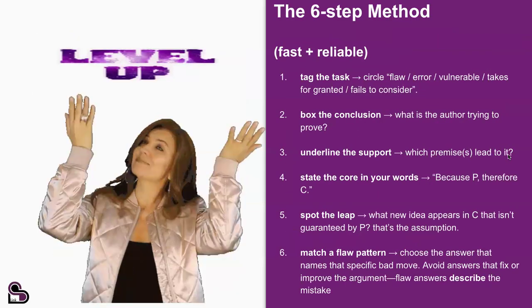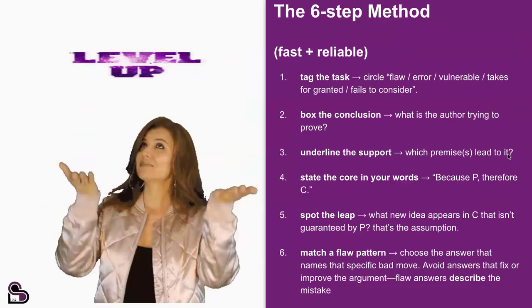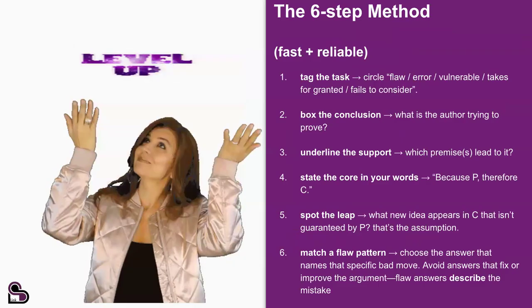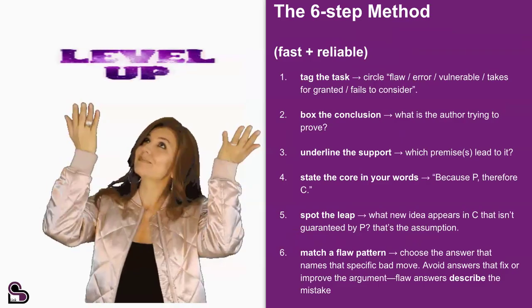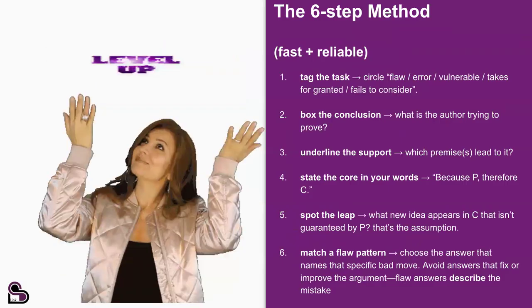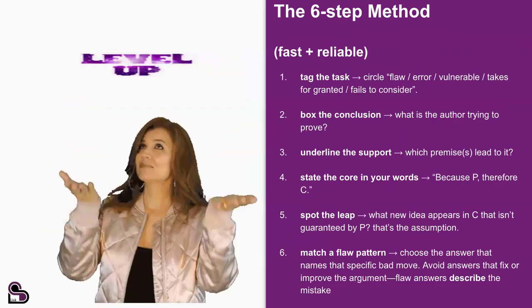Okay, so let's level it up. Let's push it up just one more. And again, we're going to go with 6 steps. I like steps. I like you knowing how to follow this after that. So fast and reliable. So first thing, you're going to tag the task. So circle the flaw or the error. The vulnerable, what takes for granted, what it fails to consider.